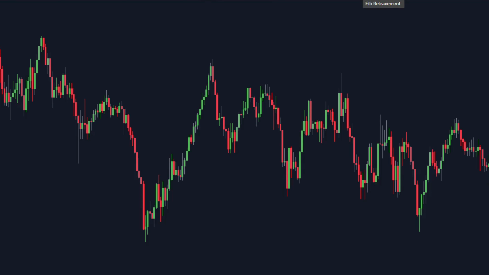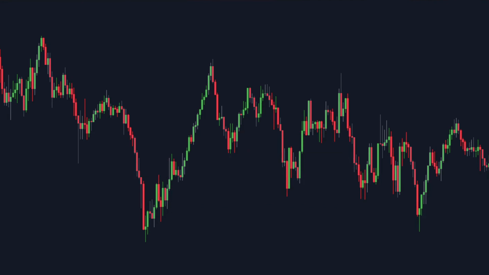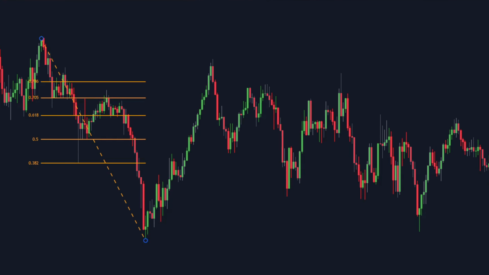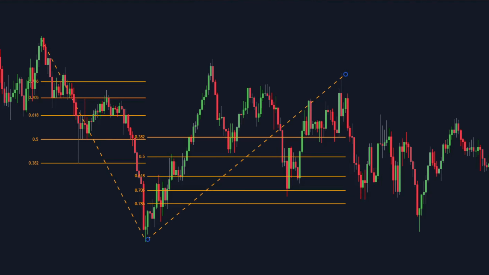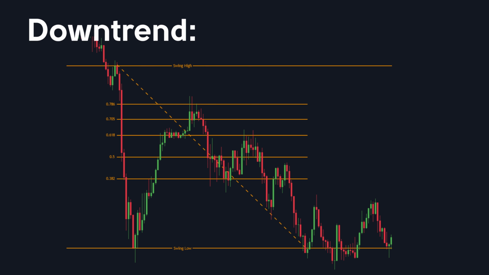Drawing Fibonacci retracement correctly is one of the most crucial skills in technical analysis, yet it's also one of the most commonly misunderstood. The accuracy of your Fibonacci levels depends entirely on selecting the correct swing points, which represent the true extremes of market movement. In an uptrend, you always draw the Fibonacci tool from the swing low, the point where buyers decisively stepped in, to the swing high, the point where the bullish move completed before pullback. In a downtrend, you reverse the logic, draw from the swing high to the swing low so you can measure the depth of the retracement upward.